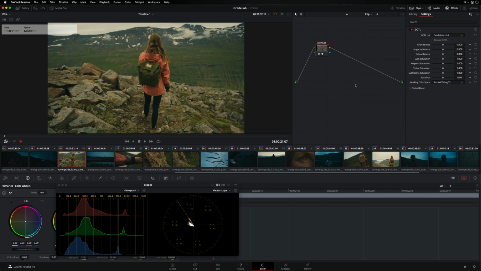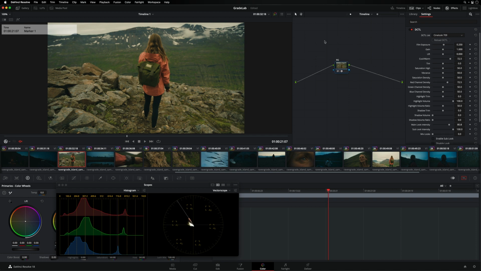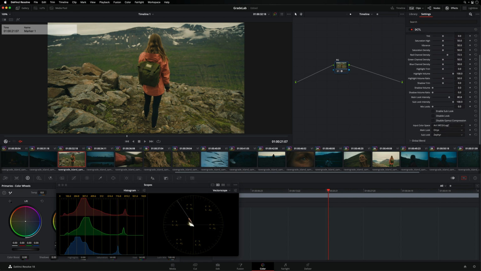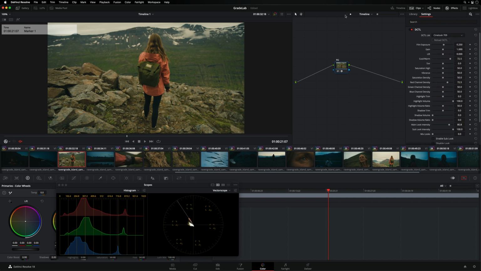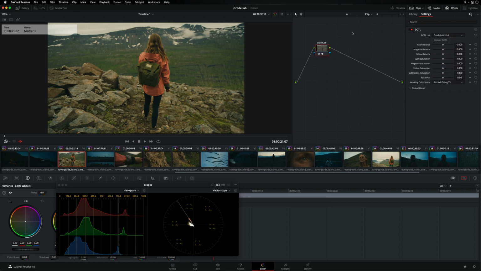Here's how the Ravengrade Gradelab tool works. I'm currently in a timeline of ARRI Log C3 material, and here at the timeline level of my node graph, I'm using the Ravengrade Cinelook 709 plugin to get out to Rec 709 and to impart a creative look along the way. So I've adjusted several of my sliders to taste, and I've selected a look that I like, and I can now grade underneath this plugin for all of my shots.